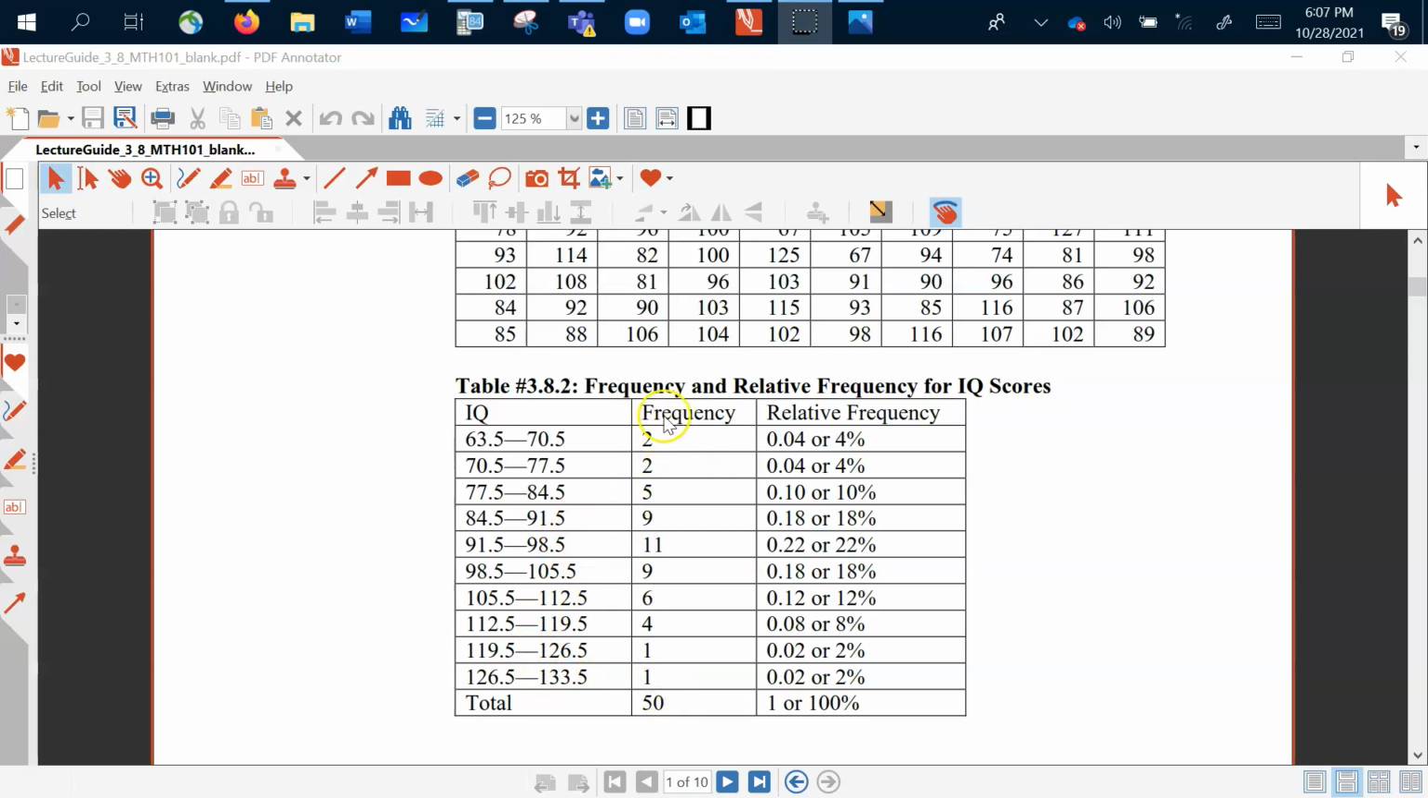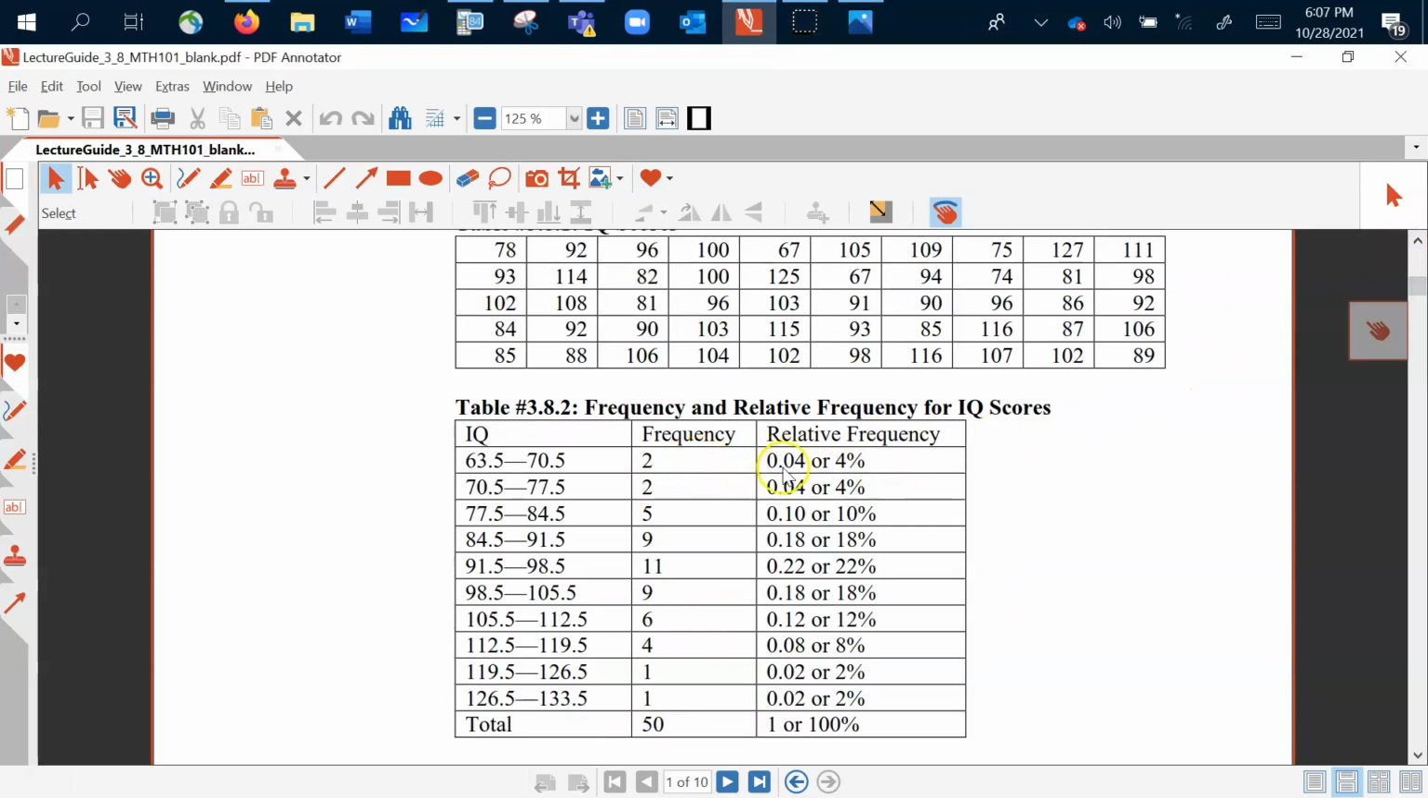So we can convert these frequencies into relative frequencies by simply dividing each frequency by the sample size, and in this case the sample size was 50. And so here 2 divided by 50 is 0.04 or 4%, and continuing in this fashion we get the relative frequencies for all of the different classes. So the class that had the most data values within it had a relative frequency of 22%. So 22% of the 50 data values fell into this class.